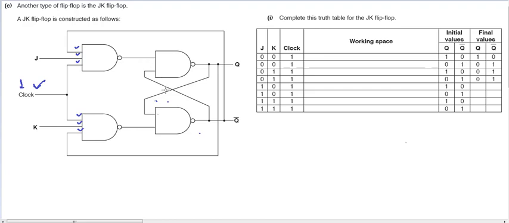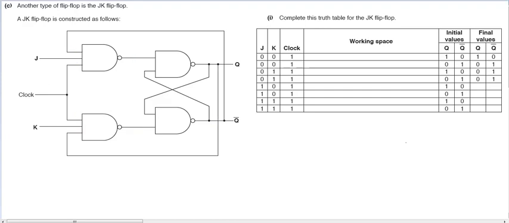Additionally, if you were to look here at this part of the JK flip-flop, then this looks exactly like the SR flip-flop. So the JK flip-flop is a modification to the SR flip-flop. So JK flip-flop is a slight improvement on the SR flip-flop.